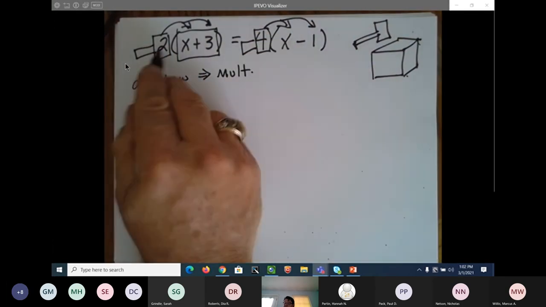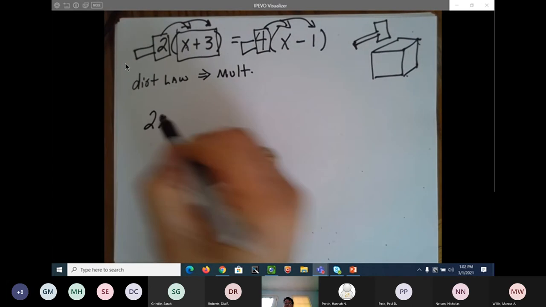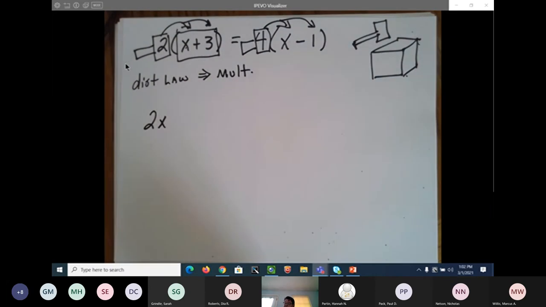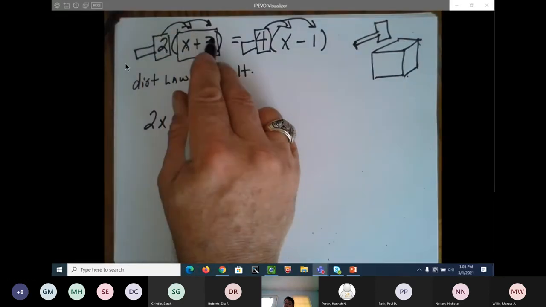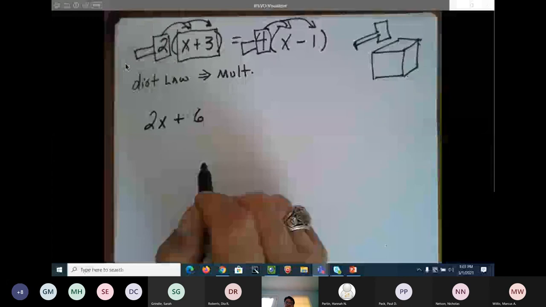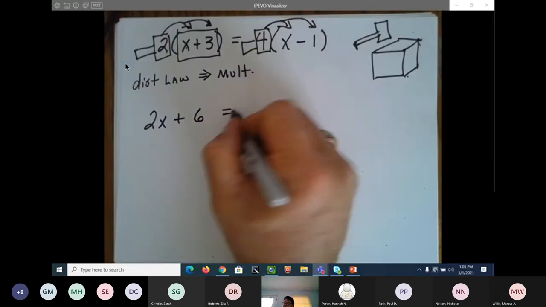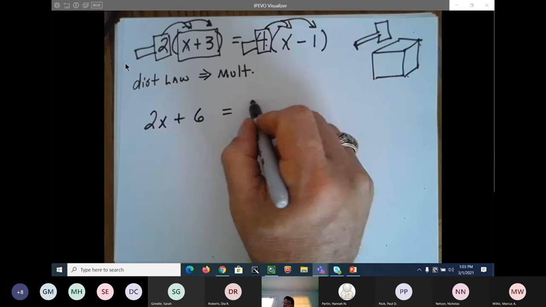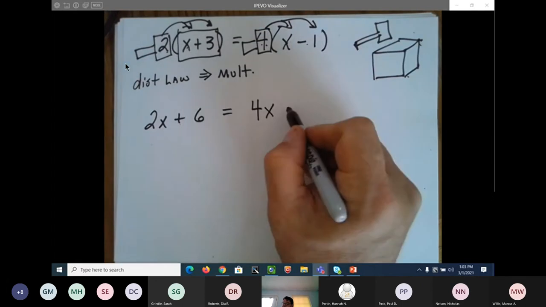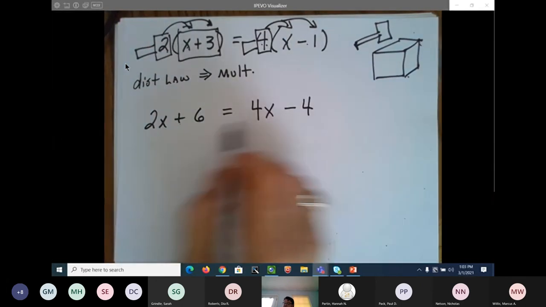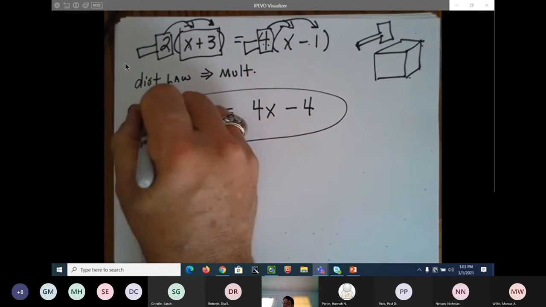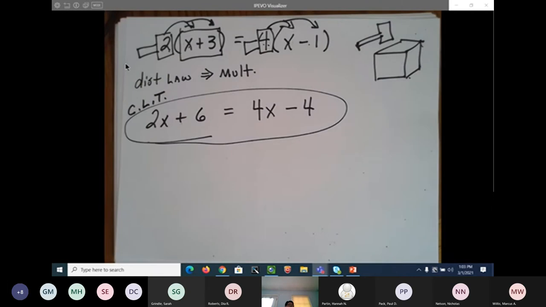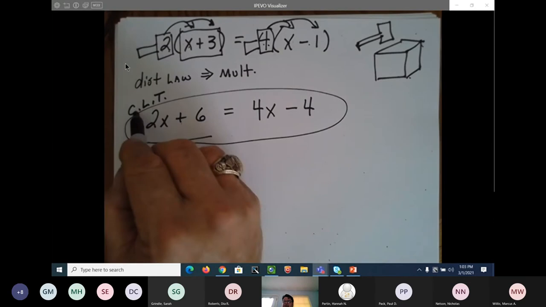So 2 times x is 2x. 2 times 3 is 6. Now, if that was a negative 3, it would be 2 times negative 3, which is negative 6. Here's a negative right here. So 4 times x is 4x. And 4 times negative 1 is negative 4. And now, what comes after distributive law? Combining what? Combining like terms. Usually, combining like terms comes after the distributive law.